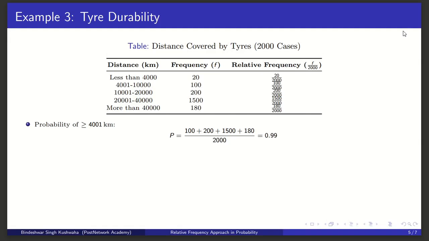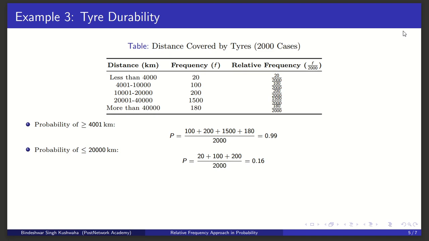Let us see another example, tire durability and distance covered by tires. You can see that less than 4000 has frequency 20, and the other classes are distributed. So probability of more than 4000 kilometers, that would be 100 plus 200 plus 1500 plus 180 upon 2000, that would be 0.99. So most of the tires have run more than 4000 kilometers.